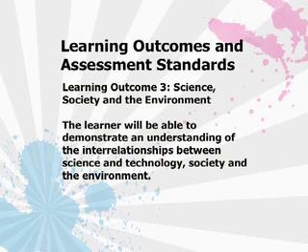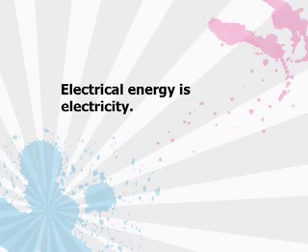Learning outcome number 3, science, society, and the environment. The learner will be able to demonstrate an understanding of the interrelationships between science and technology, society, and the environment. Most of the things in our homes work with electrical energy, which is then converted into one or many different forms of energy. This electrical energy is supplied by power stations and is what we know as electricity.